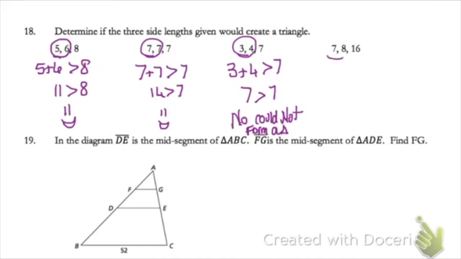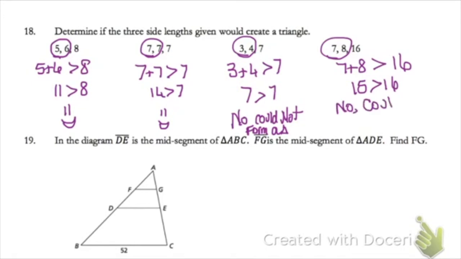Now let's take a look at these two. 7 plus 8, is that greater than 16? Well, 7 plus 8 is 15, so no. This also could not form a triangle because 15 is not greater than 16.